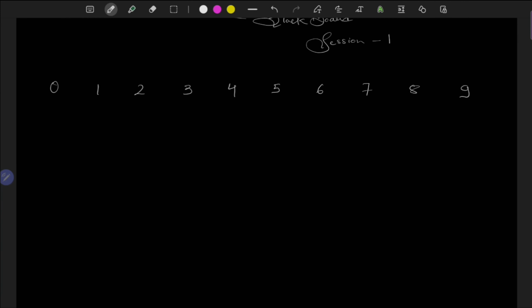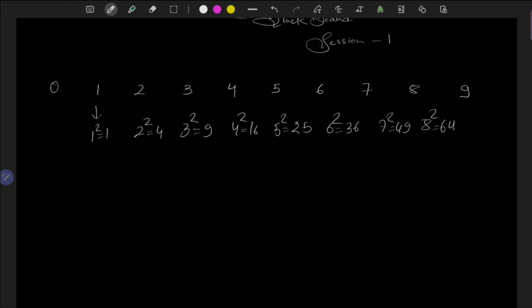So now what we have to do here is, we know the square of 1 is 1, 2 square is 4, 3 square is 9, 4 square is 16, 5 square is 25, 6 square is 36, 7 square is 49, 8 square is 64, and 9 square is 81.